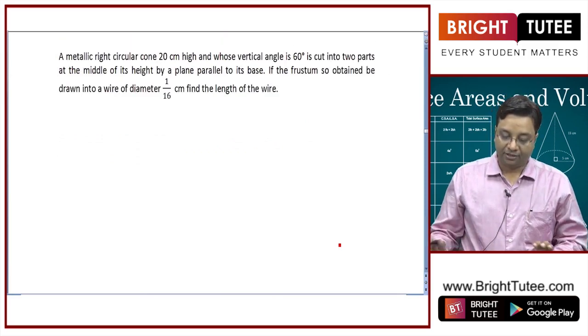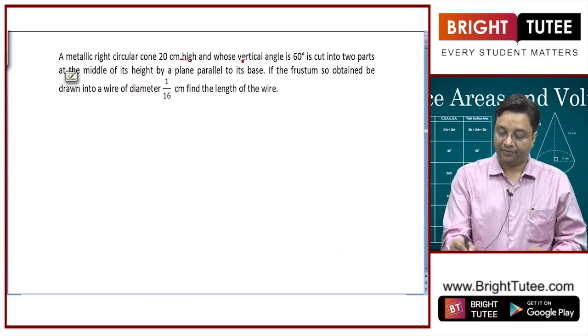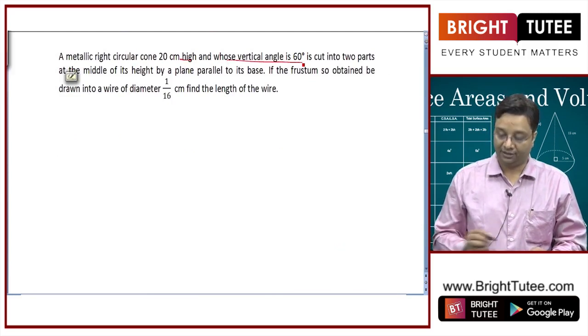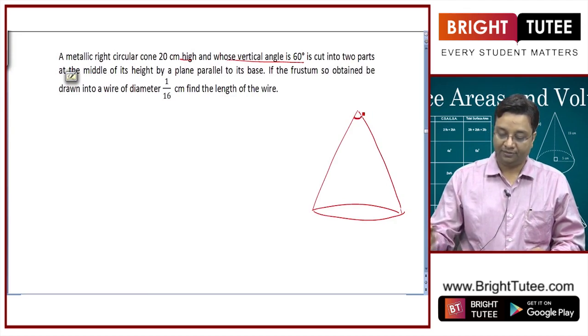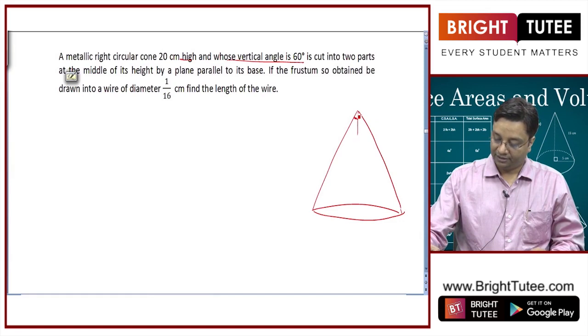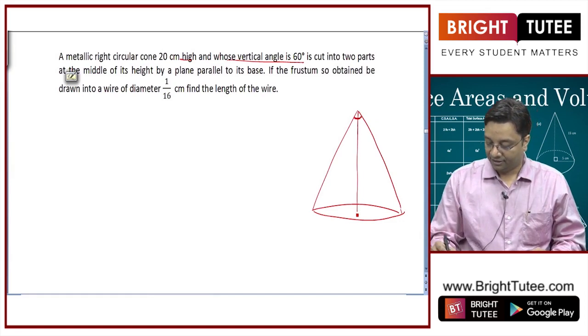A metallic right circular cone 20 centimeter high and whose vertical angle is 60 degrees. What is the vertical angle? If this is the cone, this is the vertical angle here. This angle is 60 degrees. So if I make this axis here, it will divide into two equal parts. So that is 30 degrees each.